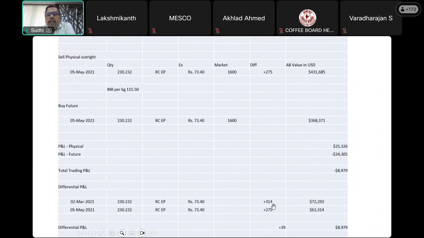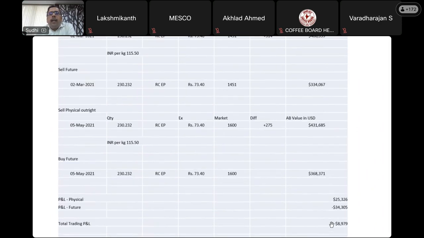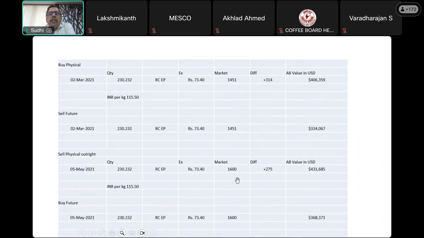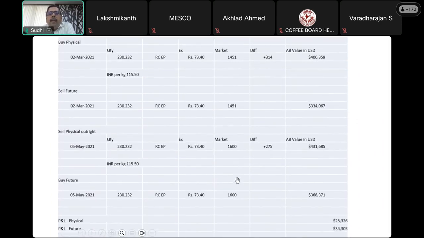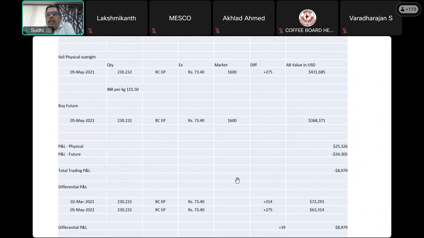So if you look at it, the differential when he bought was 314. When he sold, the differential is 275. He made a loss of $39. So he lost $9,000 in this trade. So that means although the market has gone up from 1451 to 1600, in effect, the commodity trader lost about $9,000.